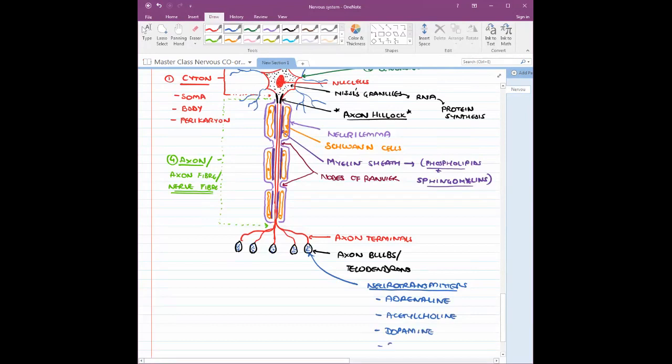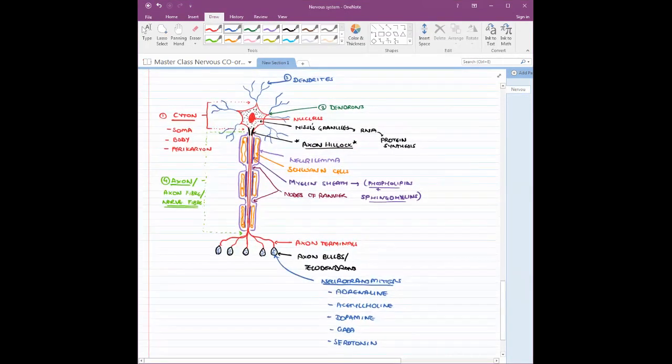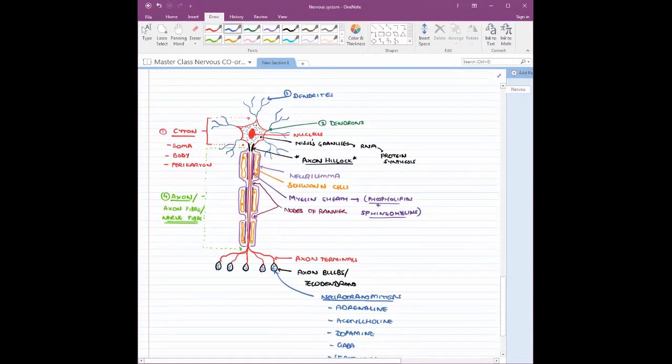We have GABA, gamma aminobutyric acid. Then we have serotonin. Guys, these are some of your important neurotransmitters. Okay. So guys, this is the structure. This is the structure of your one single neuron.